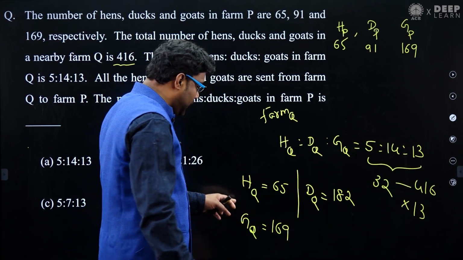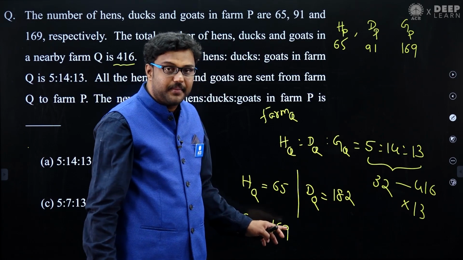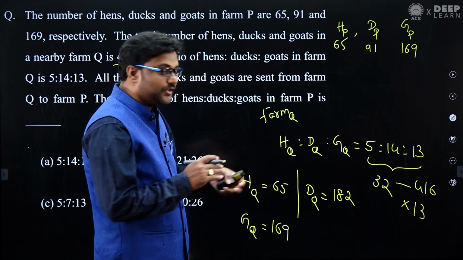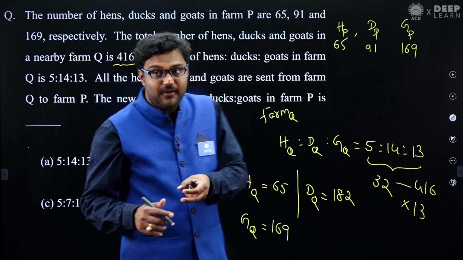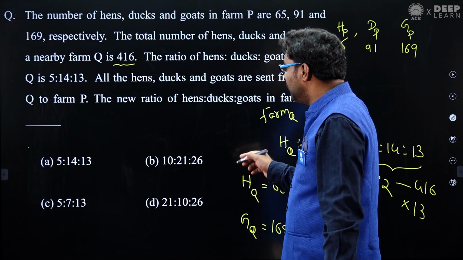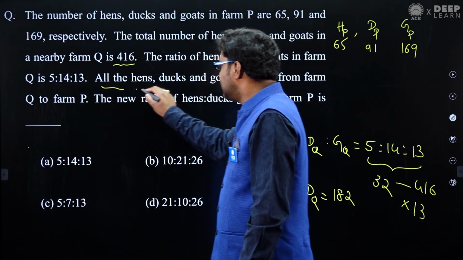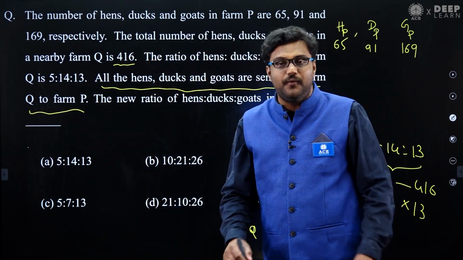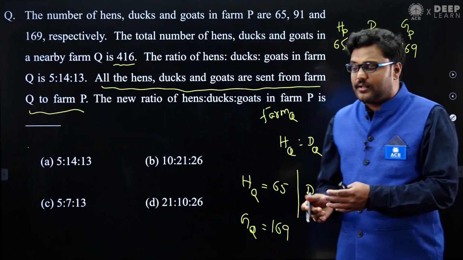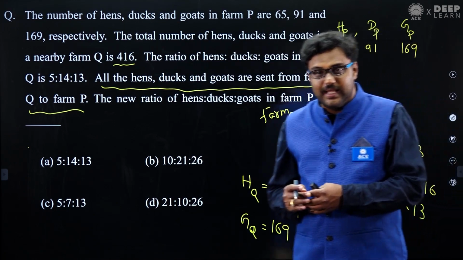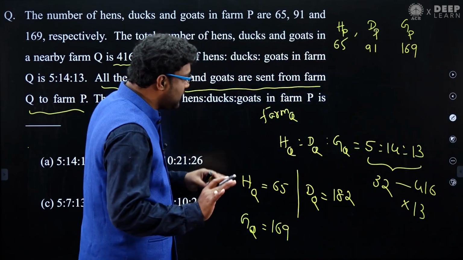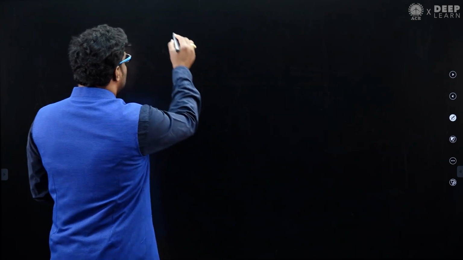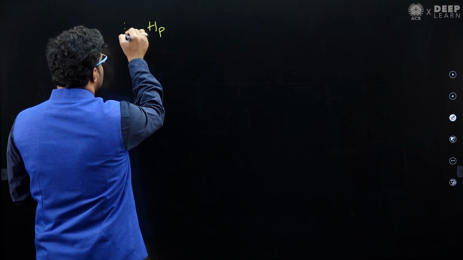How many hens, ducks and goats in form Q is this? You know, already in form P, we had to combine these two. Once you combine these two, we had to find together the new ratio, because all the hens are sent from form Q to form P. So all are combined now, so we should add these two. We'll give the shortcut, but first try to understand what is going on here. Fine. So hens in form P plus hens in form Q.